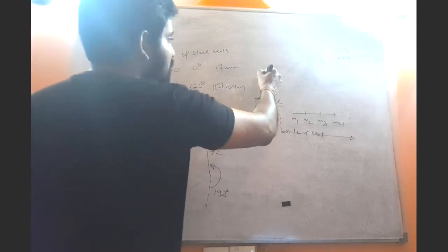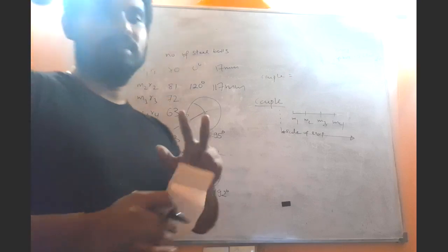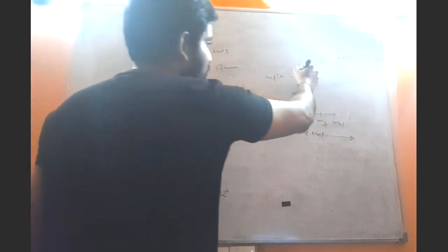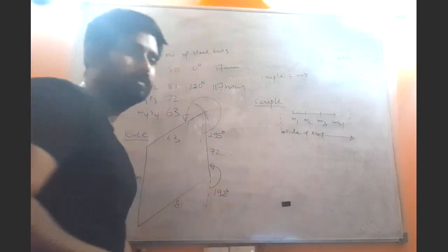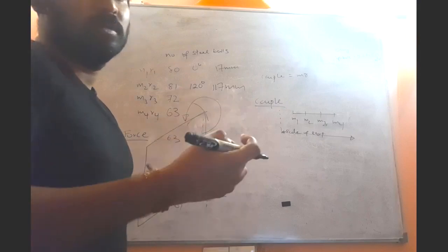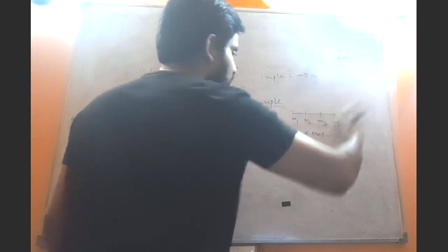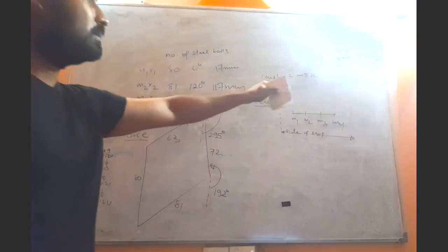The couple will be, we know the centrifugal force. What is that? The product of mass and the radius of rotation. So if you multiply that with the distance to that particular plane, let's call it x, that is mrx, that will give you the couple.